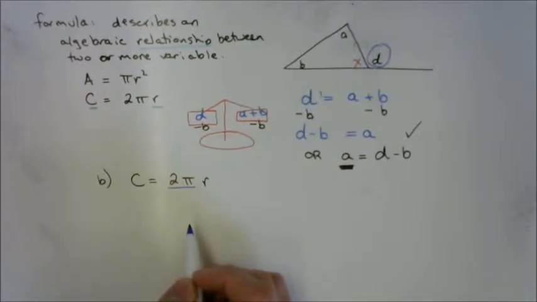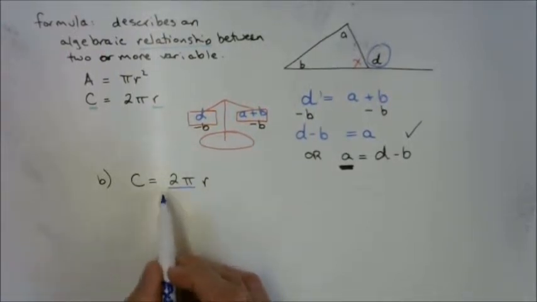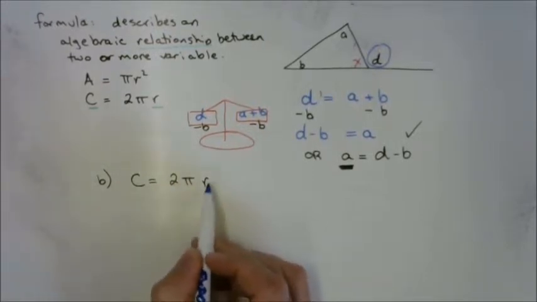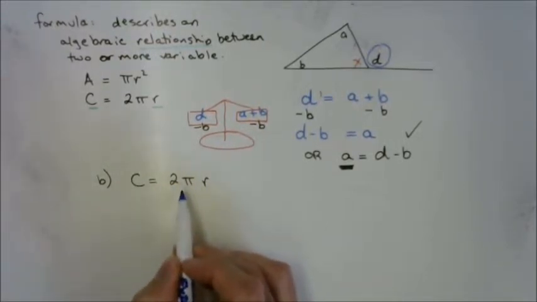2 times pi is just a number. It's an irrational number, but it's still just a number. To get c, you can take r and multiply it by 2 pi. But what we need to do is rearrange in order to isolate r. So what is happening to r here? Right now, r is being multiplied by 2 pi, and I'd really like to get r by itself.